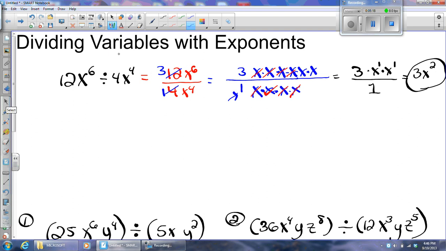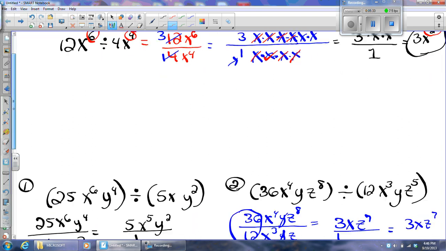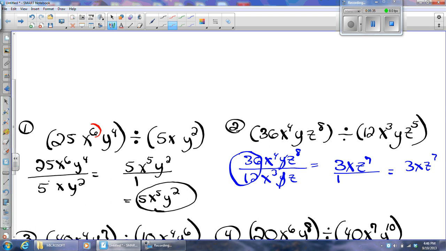Do you notice up here on this first example, I had x to the sixth and I had x to the fourth. And look at my answer. It had x squared. On number one, when I had x to the sixth, I have x to the first. And look at this, I got an x to the fifth, didn't I? Here I have an x, a y to the fourth, a y squared, and a y squared. Can you tell what's going on?